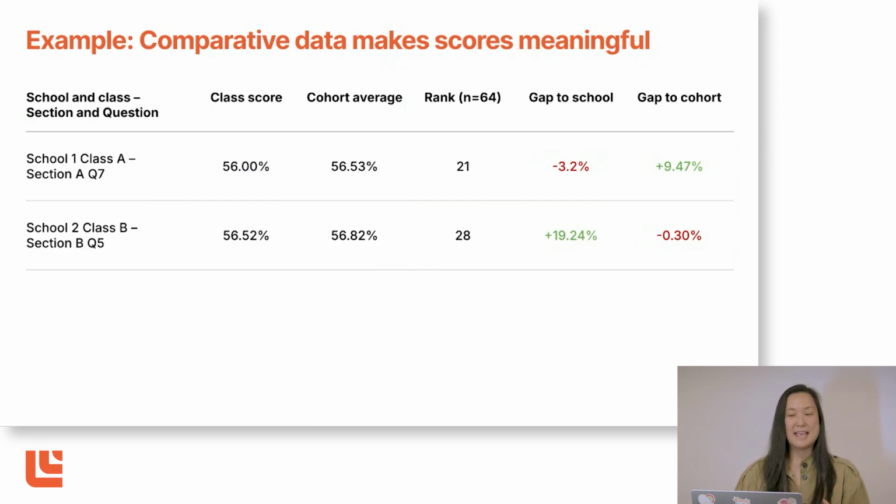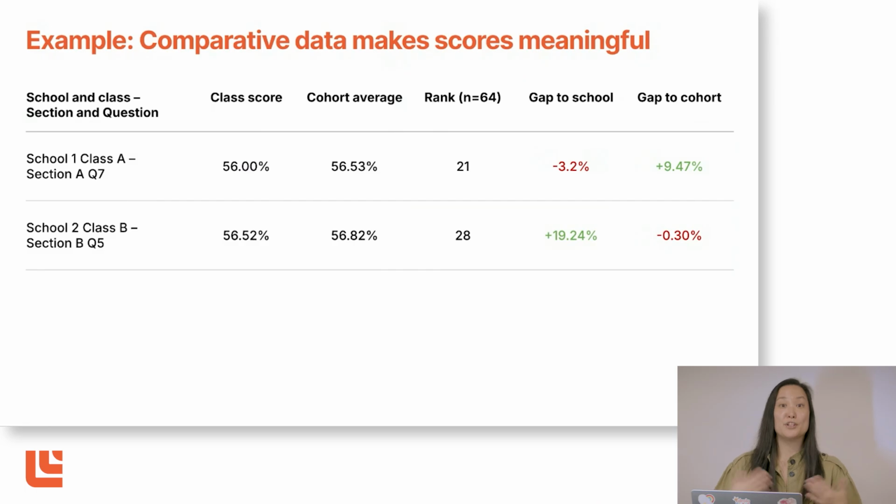How am I going? If I only had my school data to look at, in this top one with Class A, you'll see that they actually performed 3% below the school. So then as a school, I might be quite concerned with how we're going. But if you look at compared to the entire MESHA cohort of other schools, they're actually 9% above the cohort. So still doing pretty well.